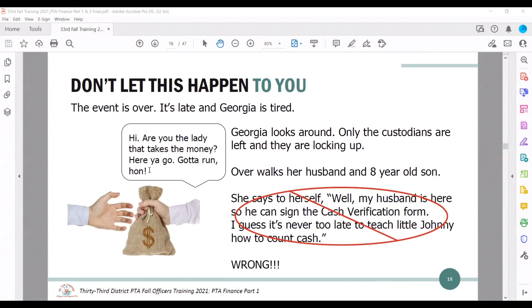Here's an example scenario of a situation we might find ourselves in. So your event's over and it's late and you look around and there's nobody else around besides you, maybe a couple of others besides your husband and your 80-year-old son. So you're thinking, wow, this is great. My husband can sign and he can be the additional signature on the cash verification form. Great, right? No, not a great idea. So why is this not a great idea?